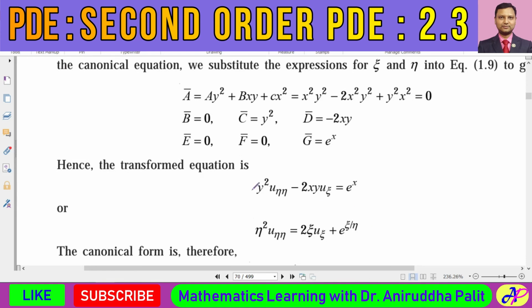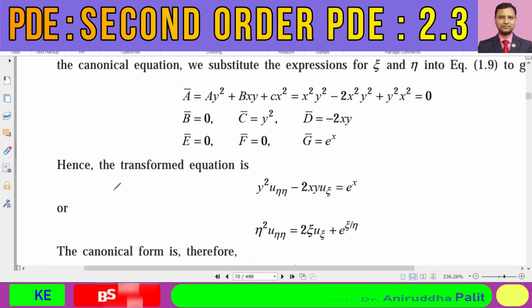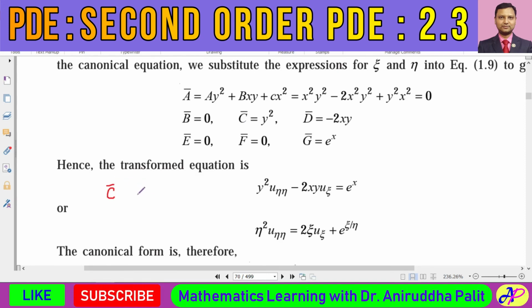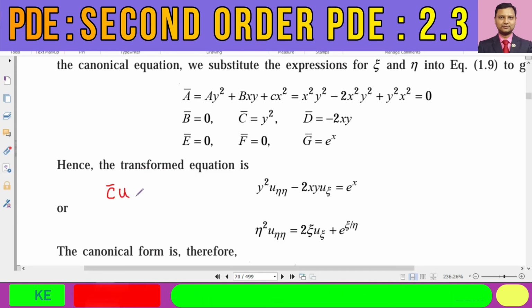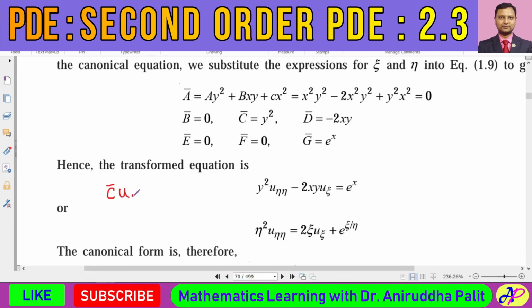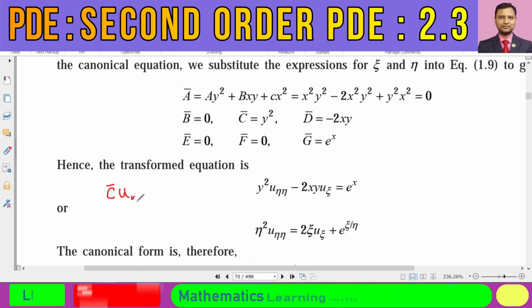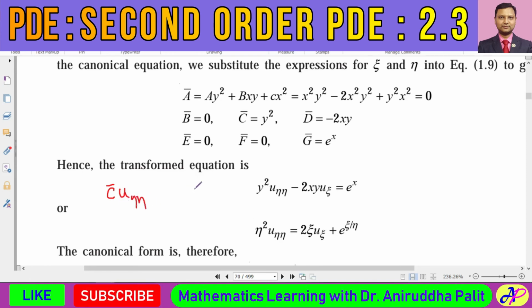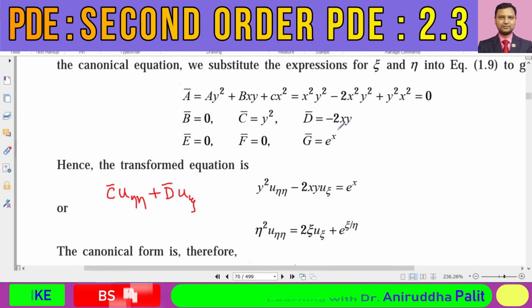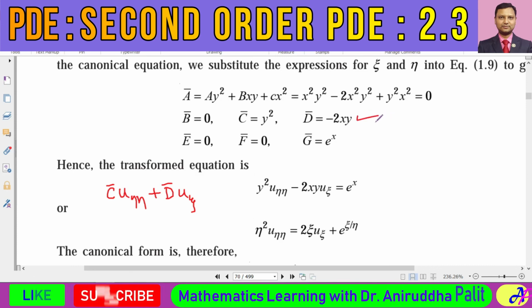So if we put these coefficients over here, you see a is equal to 0 and a bar and b bar both are equal to 0, so no coefficient involving a bar and b bar would appear. We will have certain coefficients like c bar into u eta, because c bar was the coefficient of u eta, plus d bar into u xi, because over here d bar is not equal to 0.